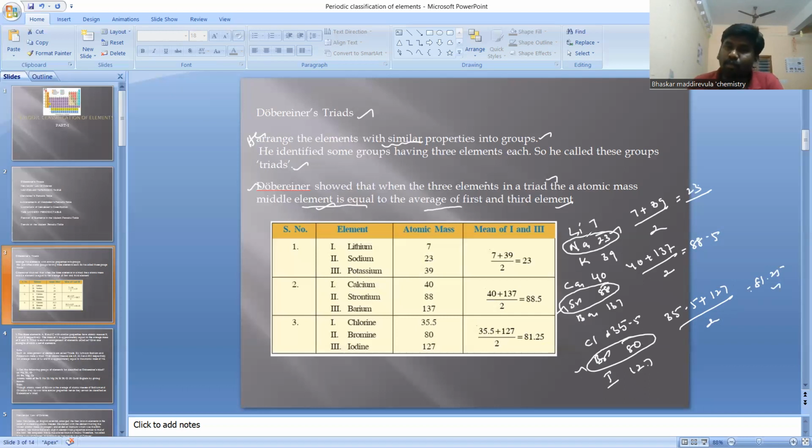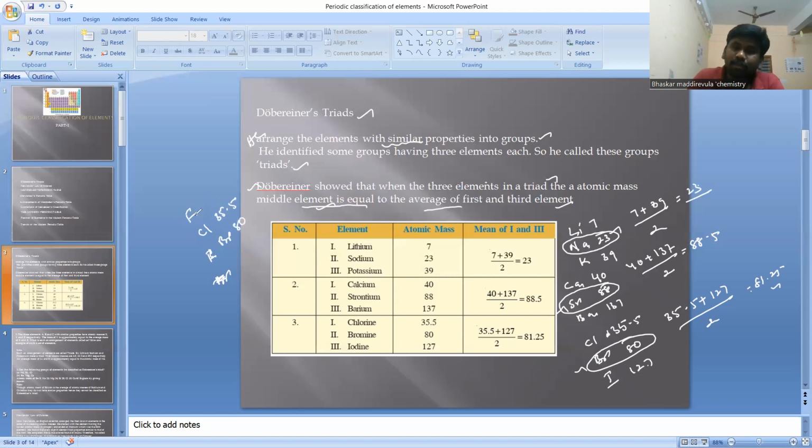So he made only three triads. You may ask, sir, why can't we arrange halogens like fluorine, chlorine, bromine in a triad? We can't arrange them, and we can't show this, when the elements have very low and very high atomic masses. We already know chlorine's atomic mass is 35.5 and bromine's atomic mass is 80.